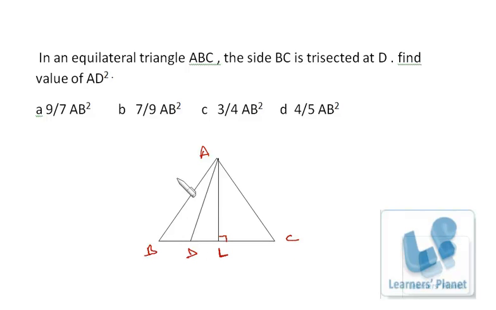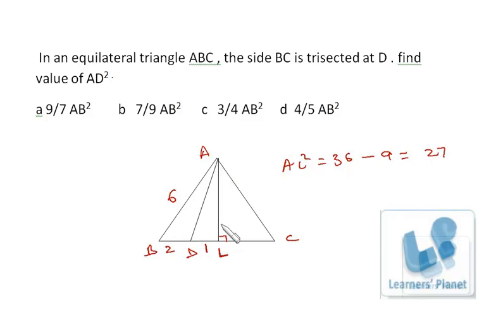So what I assume is the side of this triangle to be 6, right? Now BC is trisected at D, that means BD must be 2. Now BL is equal to LC, that means BL must be 3. If it is 2, it has to be 1, right? Now see triangle ALB, right? In this triangle, AL square will be what? AB square minus BL square, right? So AL square is equal to AB square, that is 36, minus BL square, that is 9, and that is 36 minus 9, 27, right?